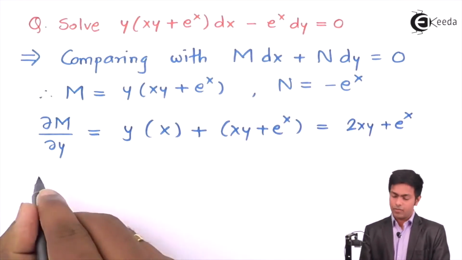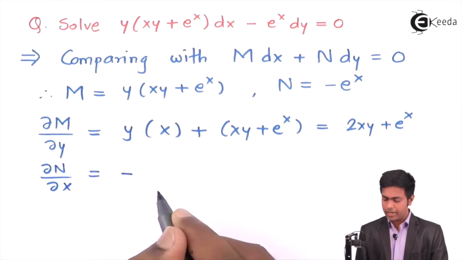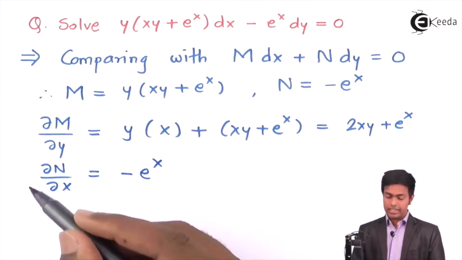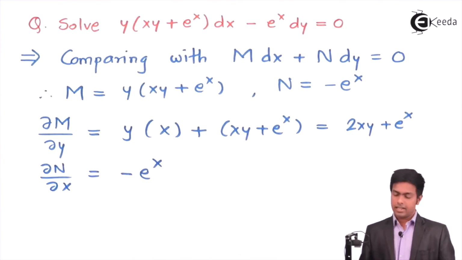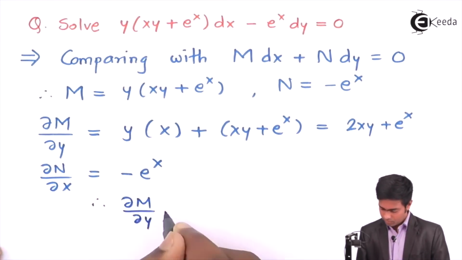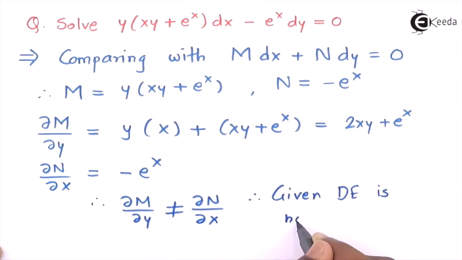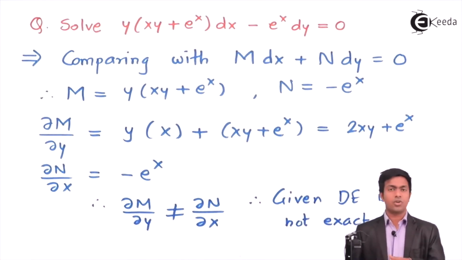Now let's take the value of dou N by dou x. That will be minus e raised to x. So guys, if you observe carefully, the value of dou M by dou y is not equal to dou N by dou x, and hence we say that the given differential equation is not exact. Therefore, since this equation is not exact, we cannot use the method of solution of the exact differential equation.